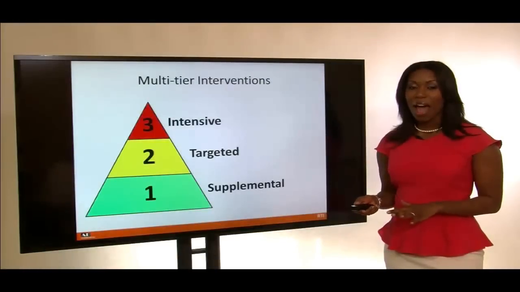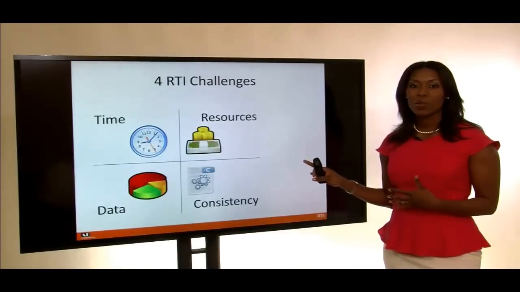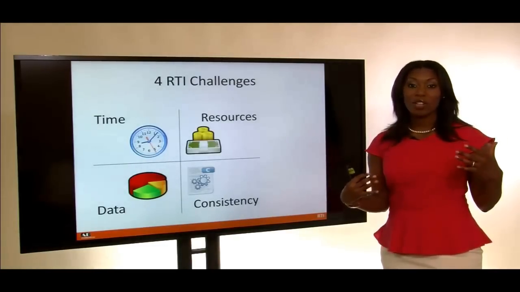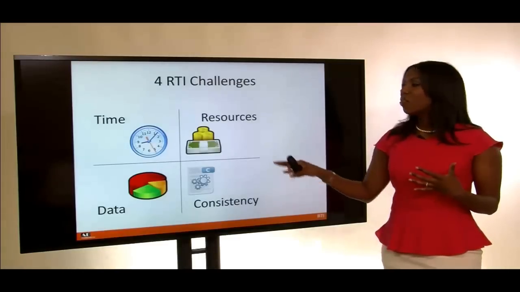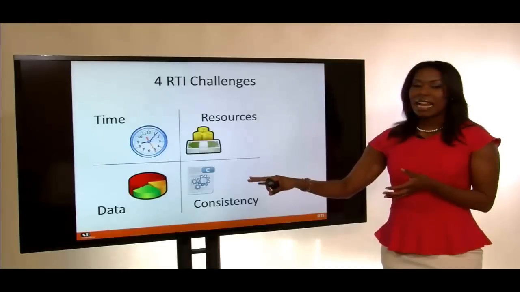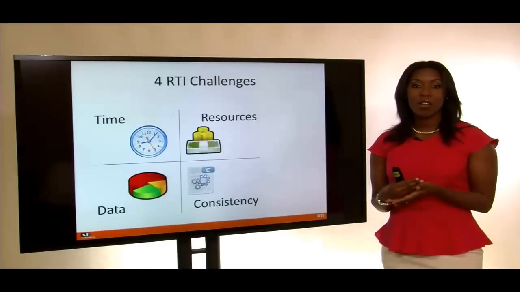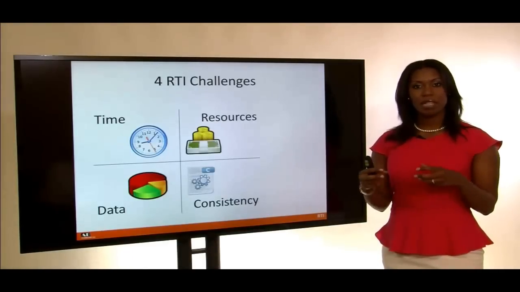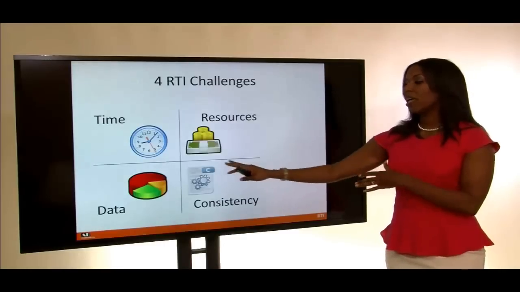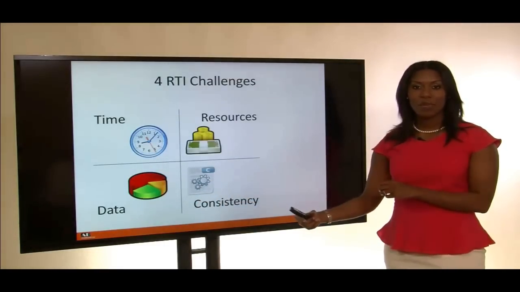This is a great model. However, in the day-to-day practice, districts encounter many different challenges. One of those challenges is time. Finding the time within the regular day or the regular schedule to provide the services. The resources. Districts have budget restrictions. Then the data, gathering, organizing, and analyzing the data with fidelity is difficult. Sometimes you see groups within the same district doing their own thing with the data. And then the consistency, not only in the collection of the data, but also in the implementation of the interventions.